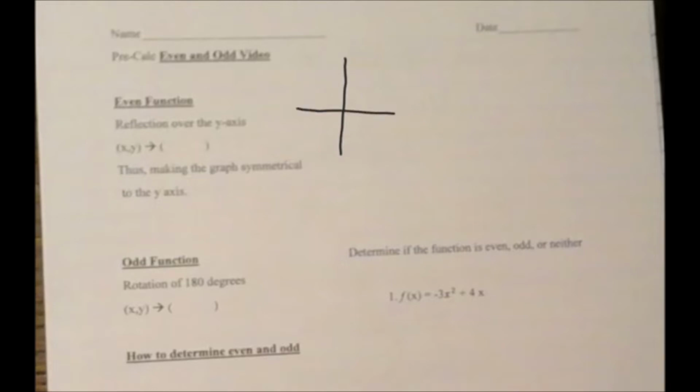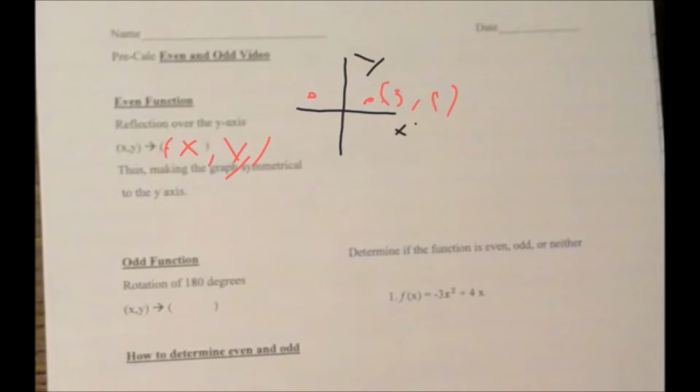Right? So you have your axes here, x, y. You have a point, let's call it (3, 1) here. When you reflect over the y-axis, all you do is negate x. So instead of (3, 1) it becomes (-3, 1). So what I want you to write in here is (-x, y).